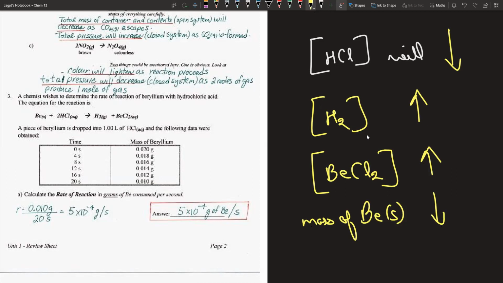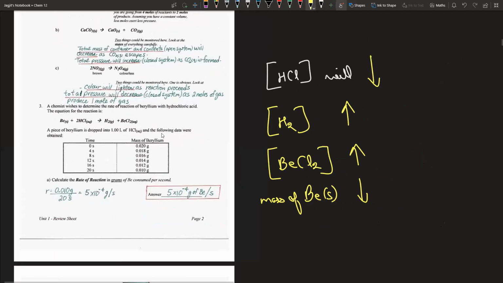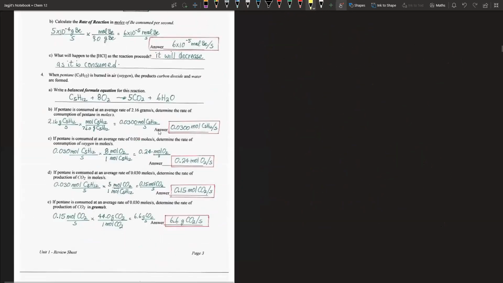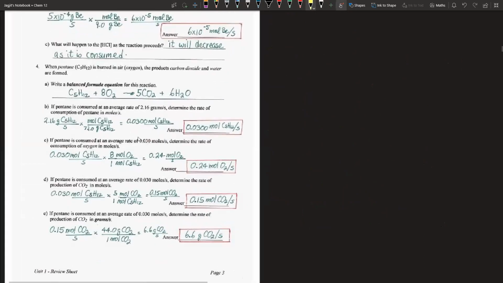So that's how you're going to tackle these kinds of questions. You will get this question on the test. It's usually on the test. Good. Excellent. Okay, guys, now let's have a look at these questions.